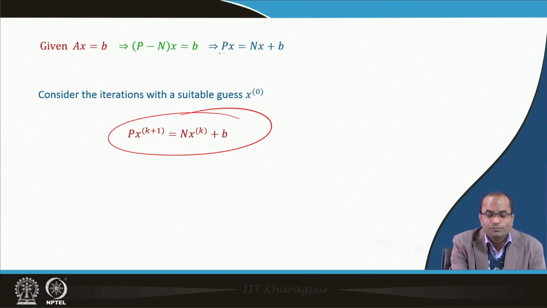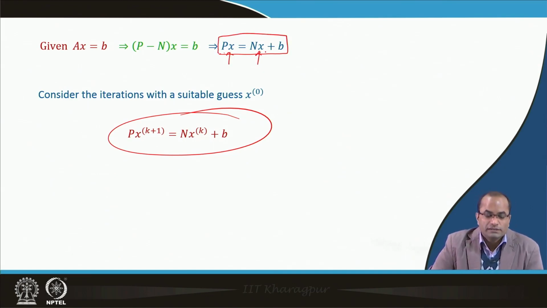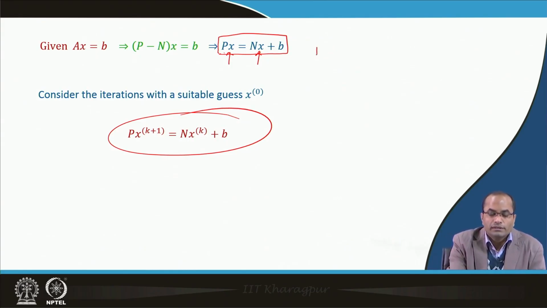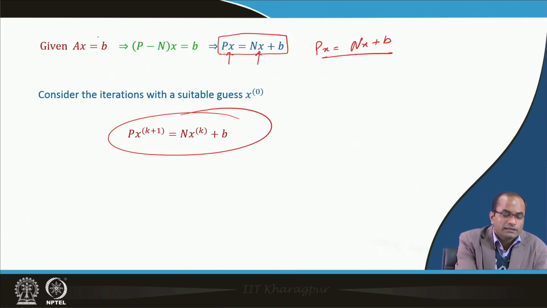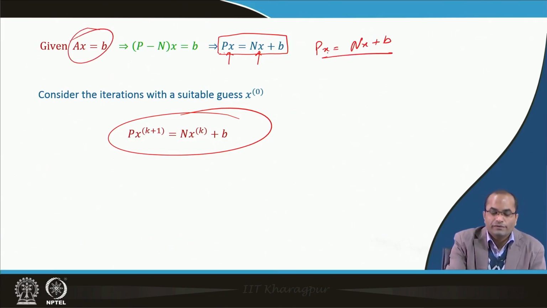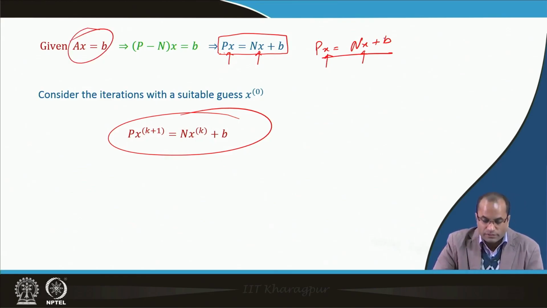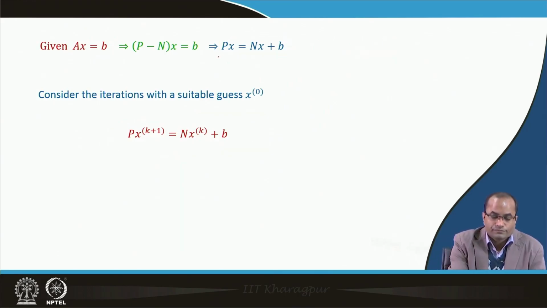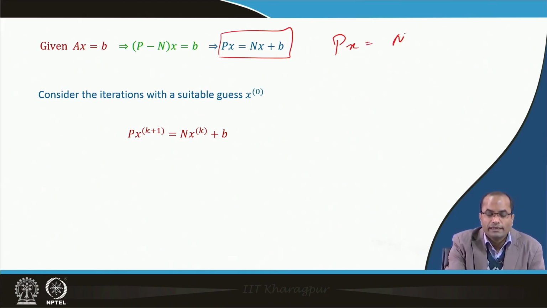Here the equation was P x is equal to N x plus b. Here this x will satisfy this equation exactly. So, when x is an exact solution, naturally P x is going to be N x plus b, because this is the given A x is equal to b. If we have a vector x which satisfies this equation, that is naturally the solution of the given system of equations.